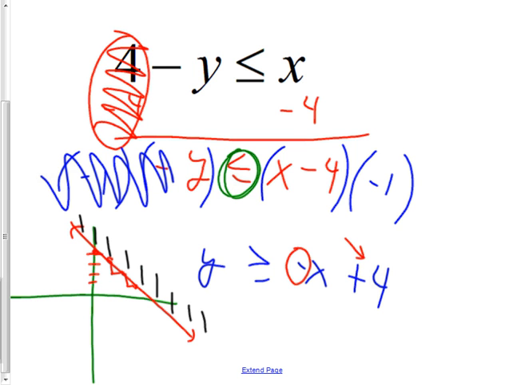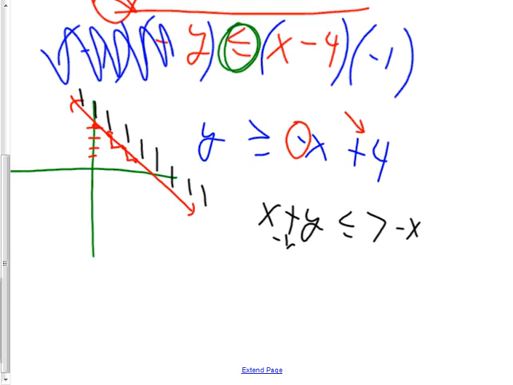Some people try to take this and then say, oh, well, see, it's a less than sign, so I'm going to shade underneath the line. You can't do it yet. You gotta solve it for y first if you're going to try to use that. Less than means below and greater than means above. So I'd have to subtract x from both sides like that. And now I can get y alone, and now I can say, yeah, graph that and shade underneath it.